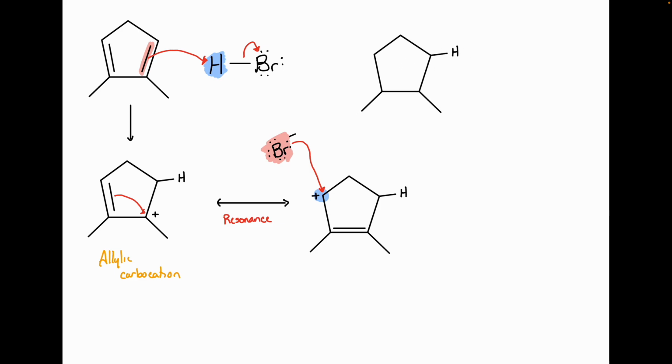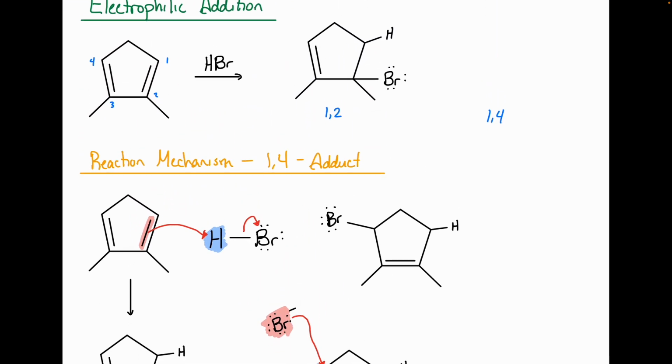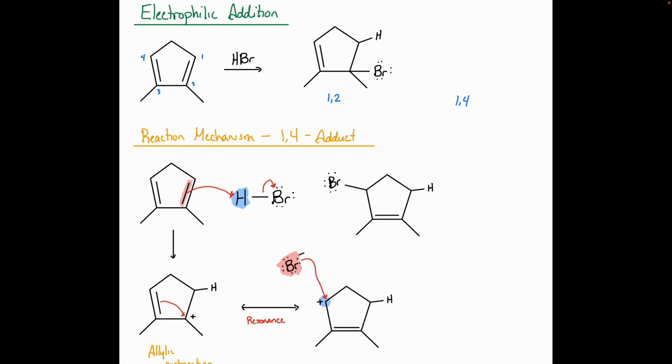All right, so our 1,4 product here, we have a hydrogen on carbon 1. Our bromine's now located all the way over here on carbon 4. And importantly, our pi bond has also moved because of that resonance step. Okay. Let's just go ahead and put this back up here next to its other one.